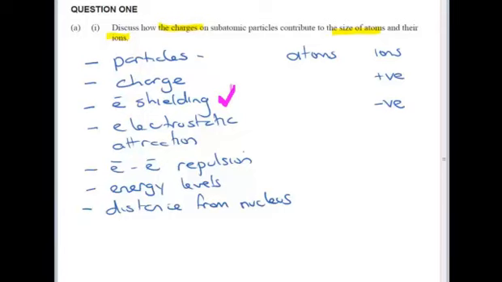So giving a complete answer, bringing all those factors together and making sure you address how it affects the size of the radius, and that's really all down to electrostatic attraction. The greater electrostatic attraction, the smaller the radius, the less the electrostatic attraction, the bigger the radius. Okay.